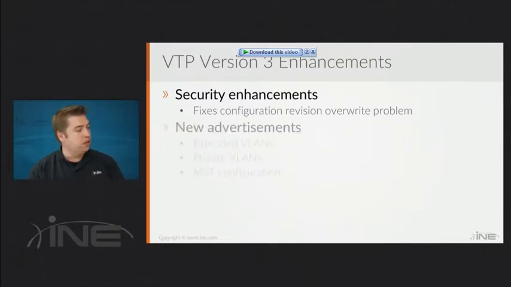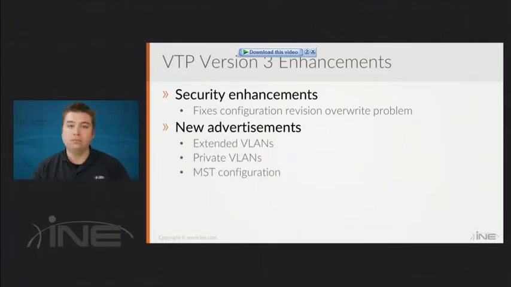Now we'll also see the other big advantage is that there's new types of advertisements. So we can now advertise extended VLANs, so ones that are above the 1005 range, so 1006 to 4094, and we can also advertise our private VLAN configurations. So what are the primary VLANs? What are the secondary VLANs? Are they community? Are they isolated? And then what is the actual association between them? So this makes the administration a little bit easier in terms of synchronizing end-to-end what a private VLAN config would look like.